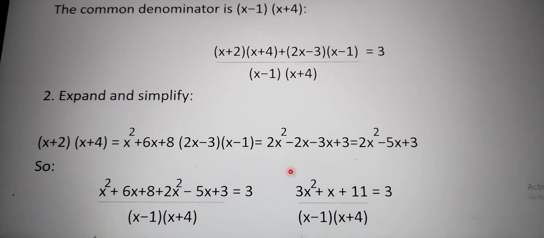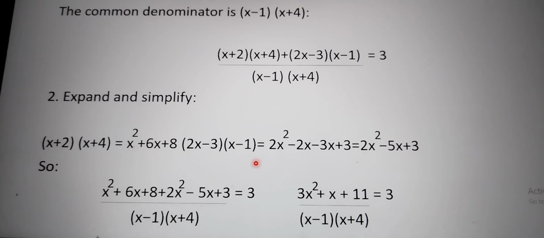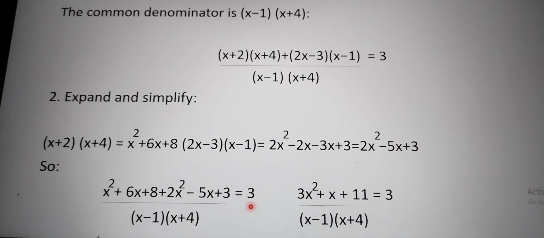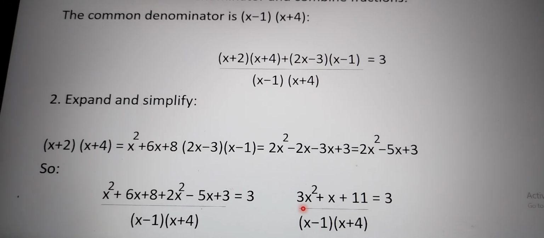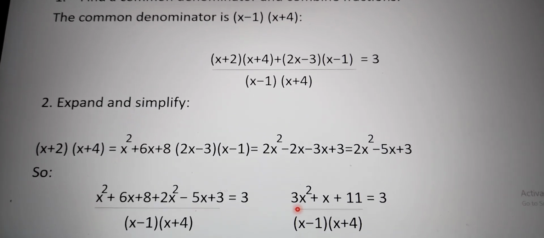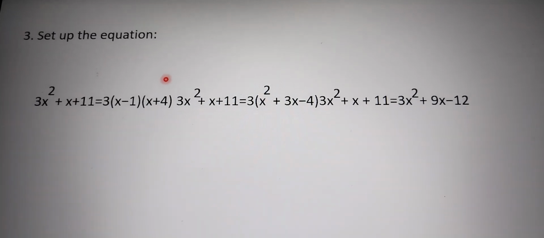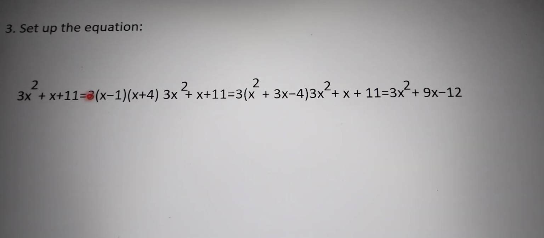So now we already did two parts. We now expanded it, then we simplified it to the simplest. Now we're going to move to our third step. So the third part is to set up the equation. Since we simplified it, we're going to set it up in an equation. So it will have this form.